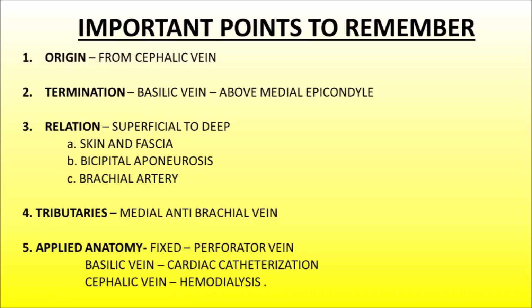As we have had a very clear and detailed diagrammatic explanation on the median cubital vein, let us now summarize the most important points to be remembered under median cubital vein. It is a communicating venous channel between the cephalic and the basilic vein. The important features about the median cubital vein is that it receives the median vein of the forearm and it shunts blood from the cephalic vein to the basilic vein. The tributary is the median antebrachial vein, and the relations from superficial to deep are skin and fascia, bicipital aponeurosis and the brachial artery.